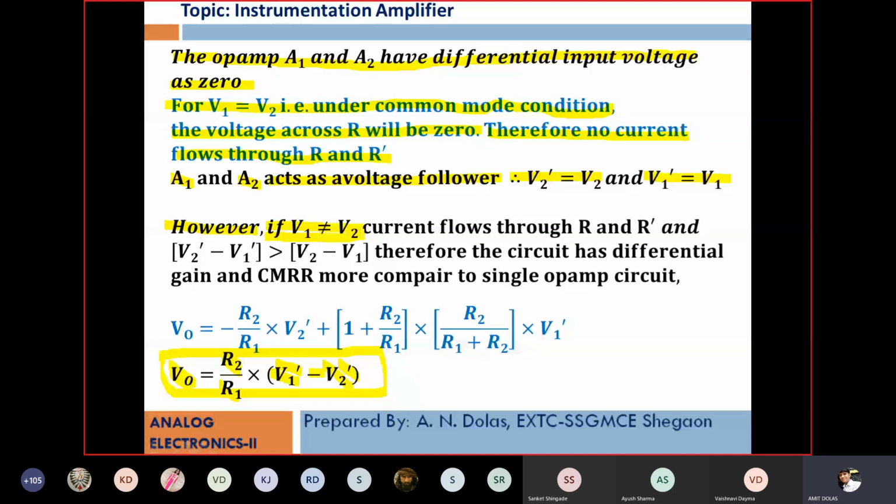बोला जाए तो दो कंडीशन भी बोल सकते हैं. One is V1 equal to V2, and the second condition is V1 not equal to V2. V1 not equal to V2 में और दो कंडीशंस आते हैं, that is V1 is greater than V2 or V1 is less than V2.